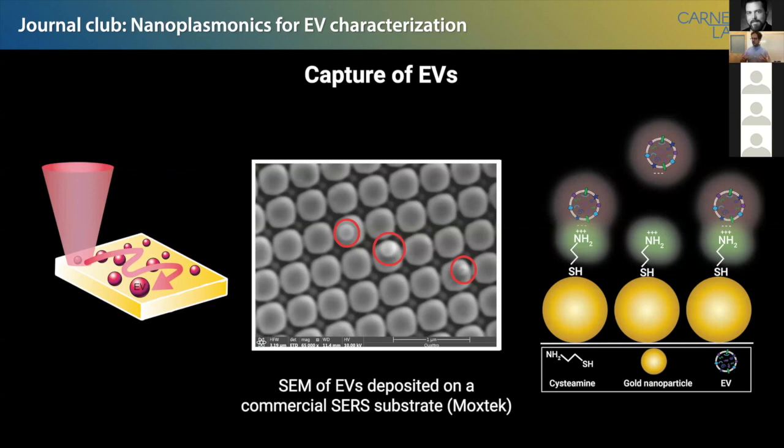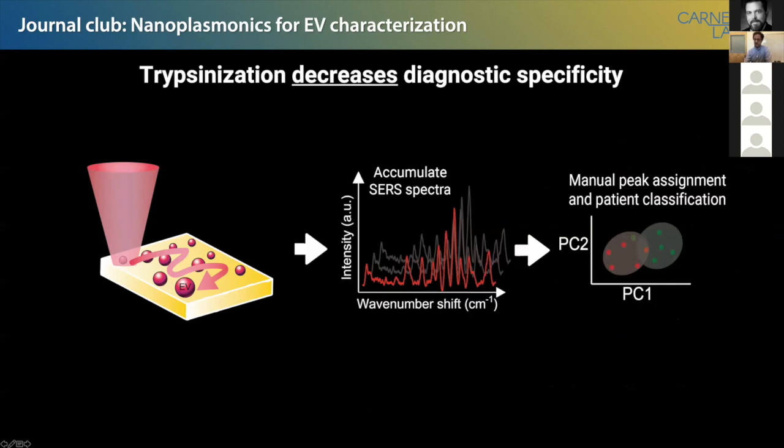And we'll sometimes do a simple trick, which is we can functionalize the gold with a thiolated amine. This basically results in the surface being positively charged. So then we can non-specifically recruit the anionic EVs down to stick to the hotspots. And this helped boost our signal a ton.